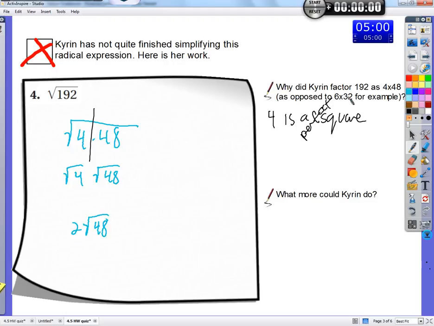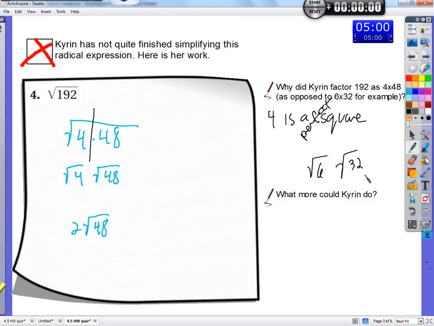Whereas 6 times 32, if I were to split these into two different square roots, neither one of them becomes any simpler. 6 is not a perfect square, so it doesn't have a perfect square root. 32 is not a perfect square, so it doesn't have a perfect square root. So it doesn't become any simpler. What more could Kieran do?